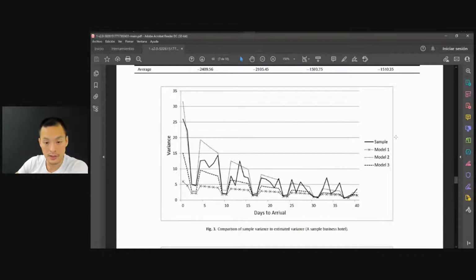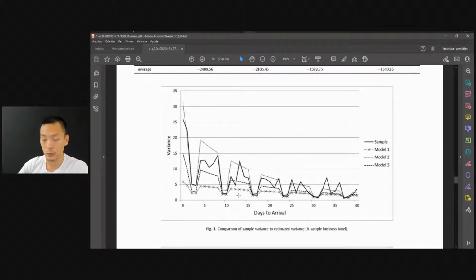So at this point, you see the word sample and then all the models. You know that the sample is probably real data, and models 2 and 3 are probably the newer models. And you can see clearly from this plot that models 2 and 3 are better. The dotted lines and this line are better than the X down here at the bottom. So at this point, you know that, if everything is correct, the new models work.